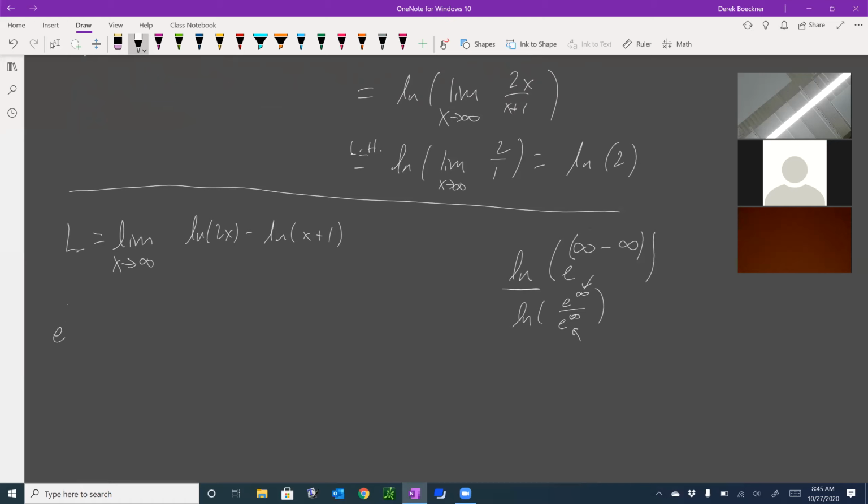And so e to the L is equal to e to the ln of 2x minus ln of x plus 1. And this is a limit. E isn't a continuous function, so I can do the e outside the limit, or I can do the e inside the limit.